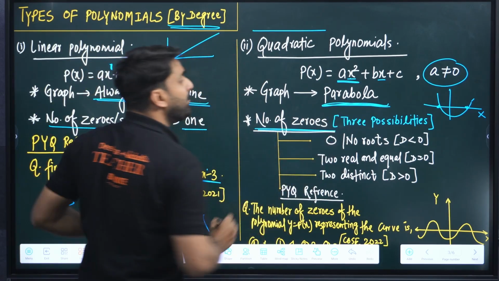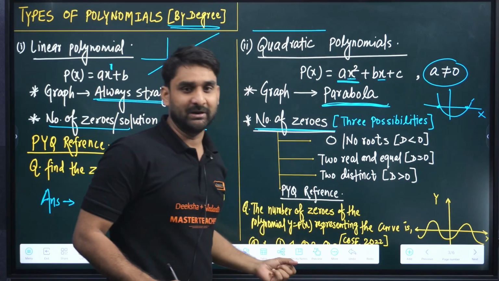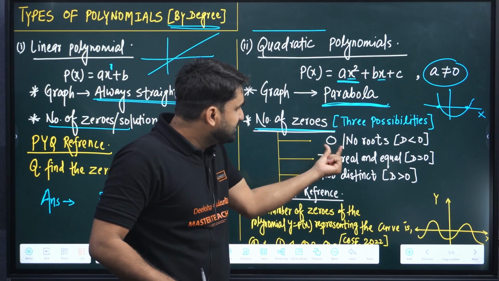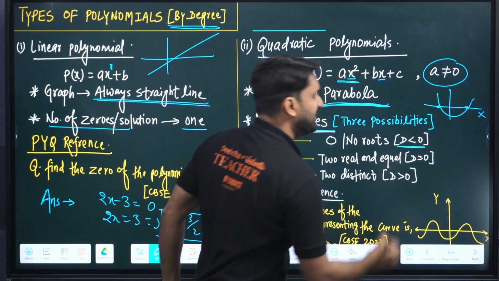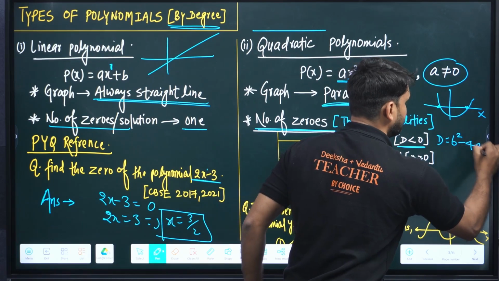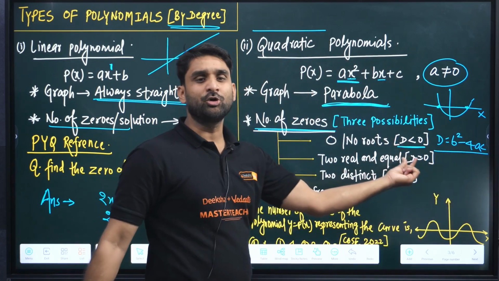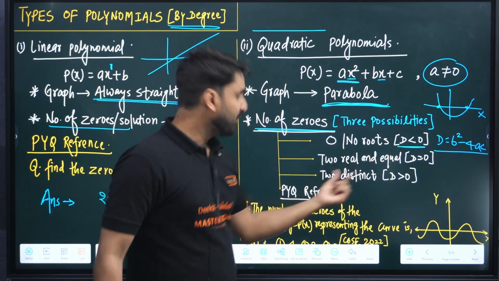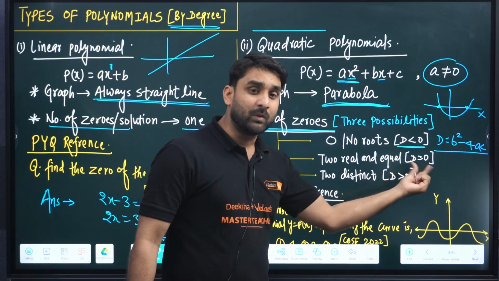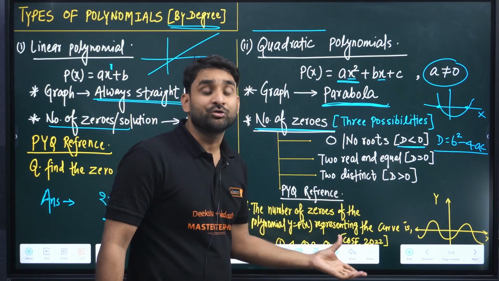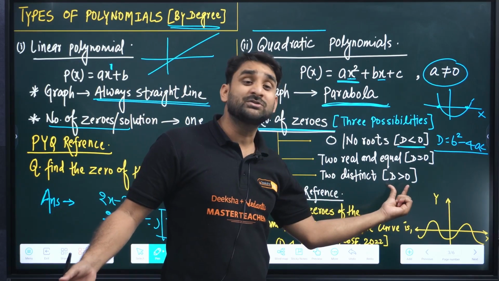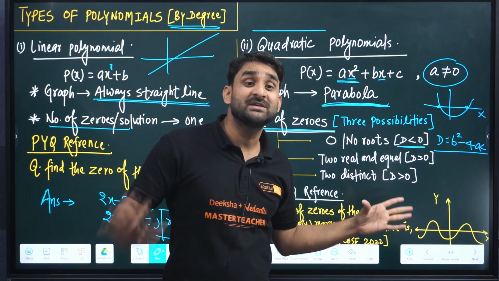And if we talk about the number of zeros, there are 3 possibilities, my dear, in a quadratic polynomial. For no roots, D less than 0, which means D will be negative, and D is called the discriminant, which is equal to b square minus 4ac. If D is less than 0, meaning D is negative, no roots will be there. 2 real and equal roots is also possible when D becomes equal to 0. And 2 distinct real zeros means both roots will be different from each other. This condition occurs when the discriminant is greater than 0, meaning D is positive.